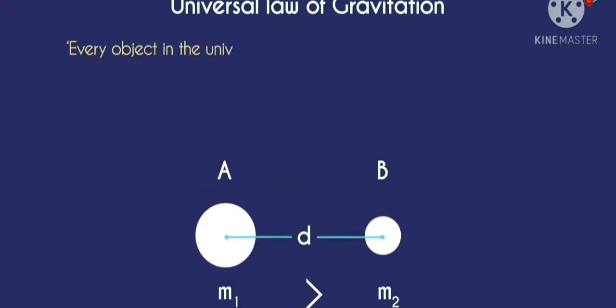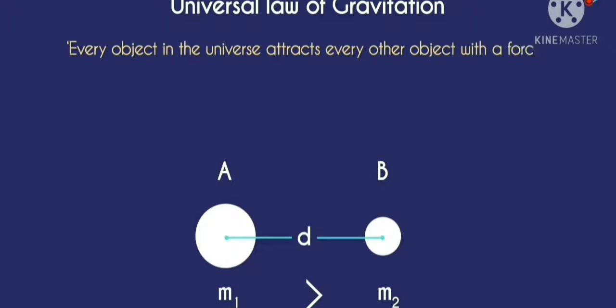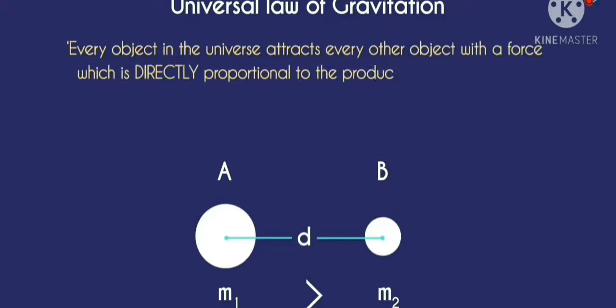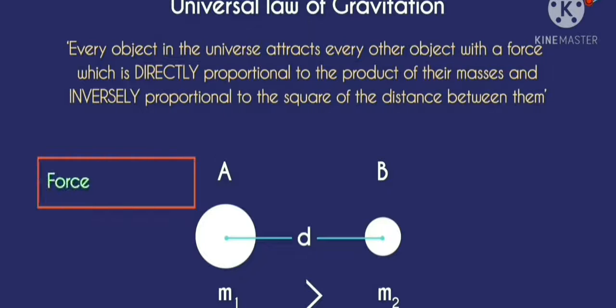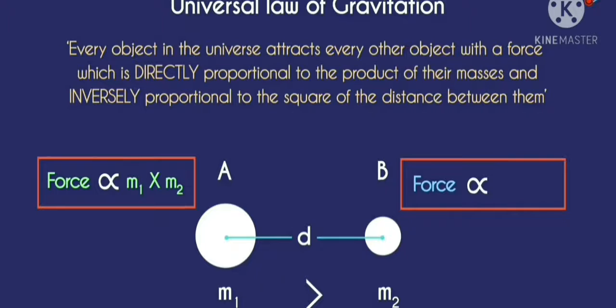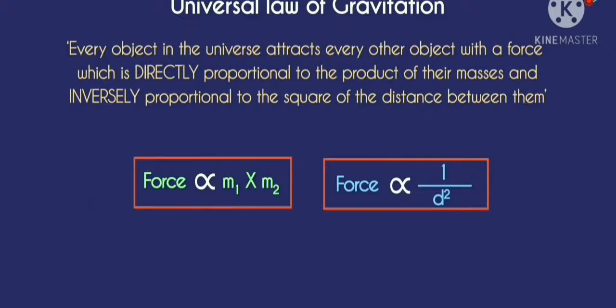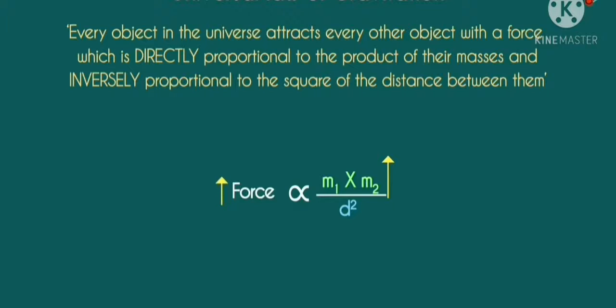Every object in the universe attracts every object with a force which is directly proportional to the product of their masses and inversely proportional to the square of the distance between them. Let me repeat. The force is directly proportional to the product of their masses and inversely proportional to the square of the distance between them. With this data, we can write it mathematically like this. So if the mass of any of the objects increases, the gravitational force will have more magnitude. And more the distance between the two objects, the lesser will be the gravitational force.